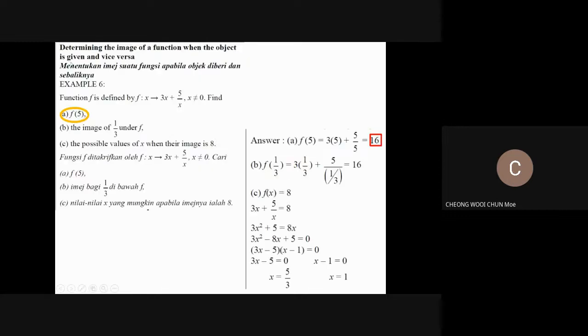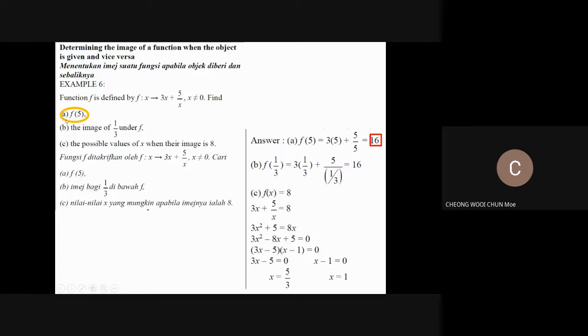Okay, determine the image of the function when the object is given and vice versa. So we look at example 6. Function f: x maps to 3x plus 5 over x, where x is not equal to 0. This one you must put. See why they put this? Because if x is 0, 5 divided by 0, you get infinity, undefined. So it's impossible. That's why it cannot be 0.